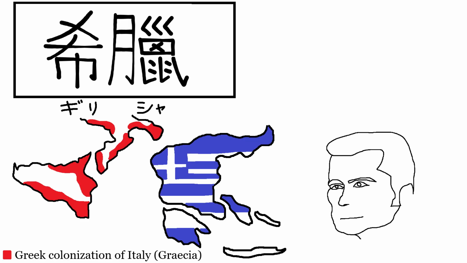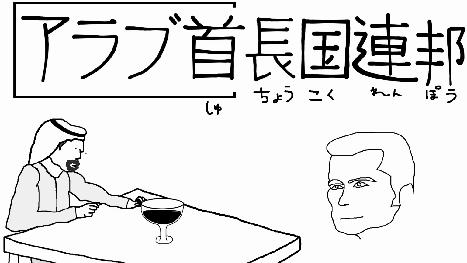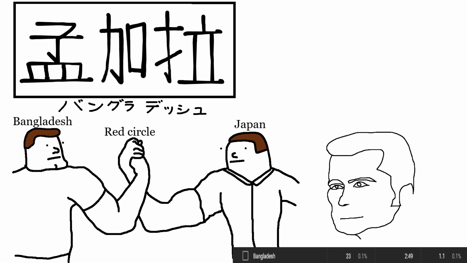It's called Girisha after Gracia, which isn't even in Greek, it's in Italy. The United Arab Emirates is written like this. Arabischo Kokurempo. This is more of a translation of UAE itself. Bangladesh is written like this. Funny enough, it's spelt like Bangaru, but it's pronounced like Bangladesh.